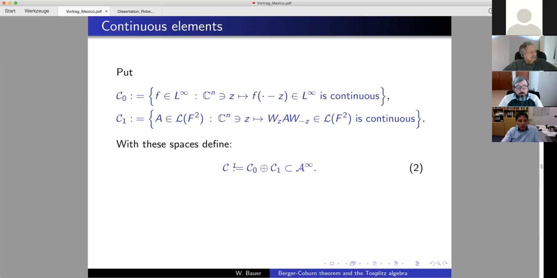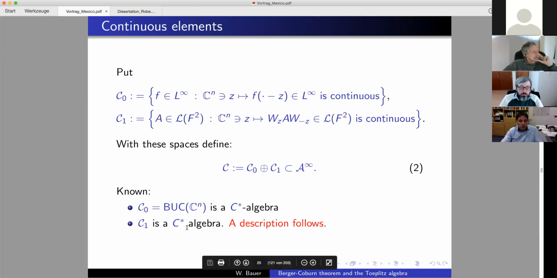And with these two spaces, I define a subspace of A infinity. So this is a space of functions, this is a space of operators, and that's denoted by C. What's certainly well known is that the C-star algebra C0 is just the algebra of bounded uniformly continuous functions on Cn. And also C1 is a C-star algebra, and I will tell you later what it is.